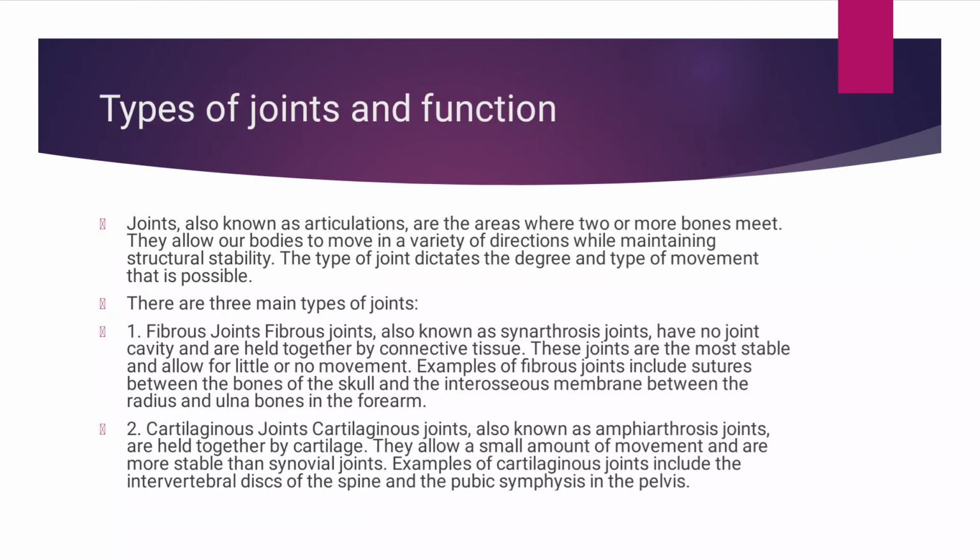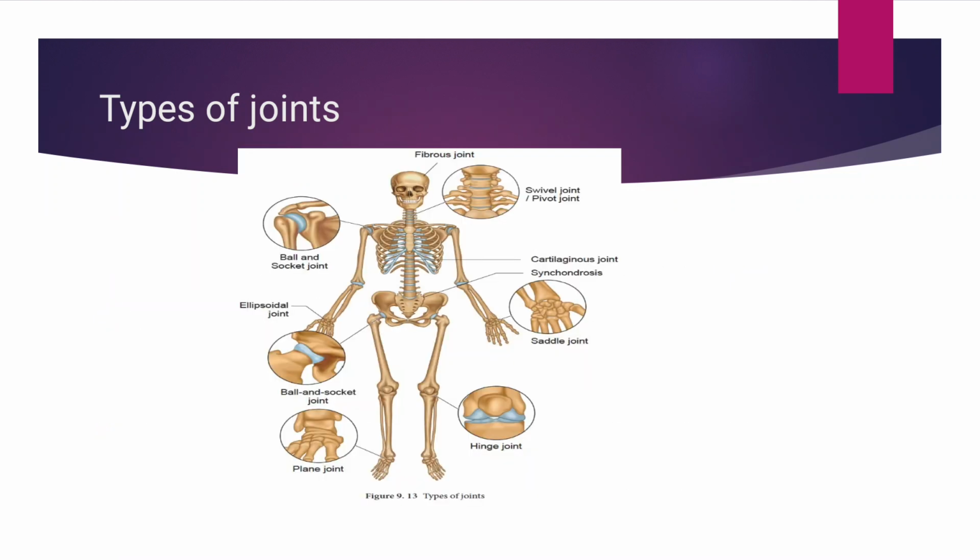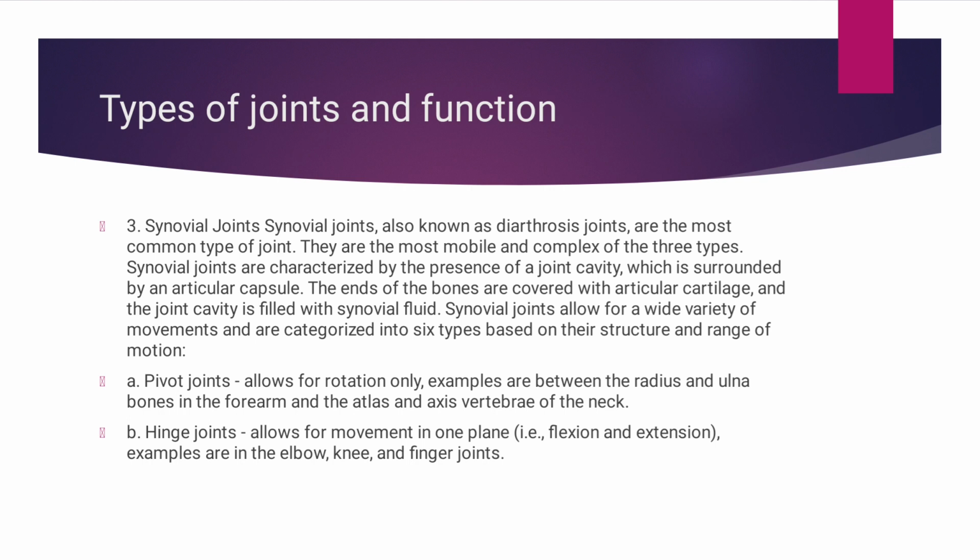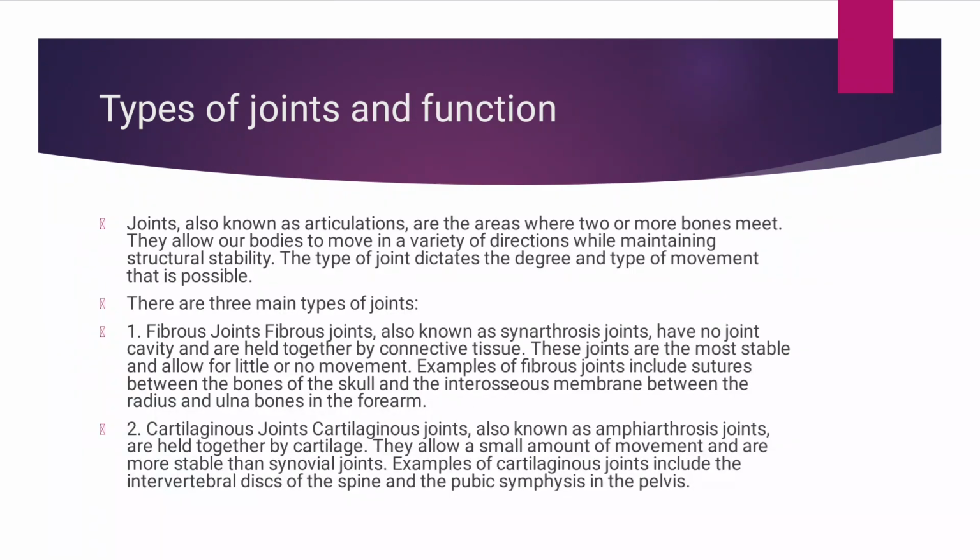The next concept is types of joints and function. Joints are also called articulations. A joint is the area where two or more bones meet. This joint allows the body to move in a variety of directions, and it also maintains structural stability. There are 3 types of joints: fibrous joint, cartilaginous joint, synovial joints.